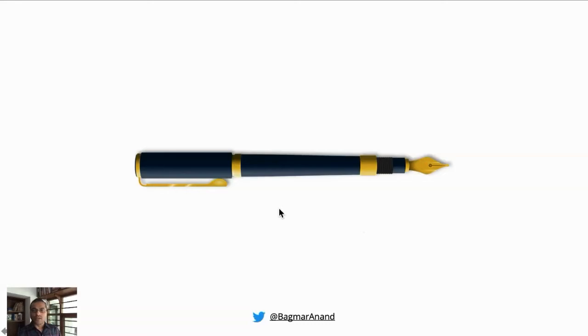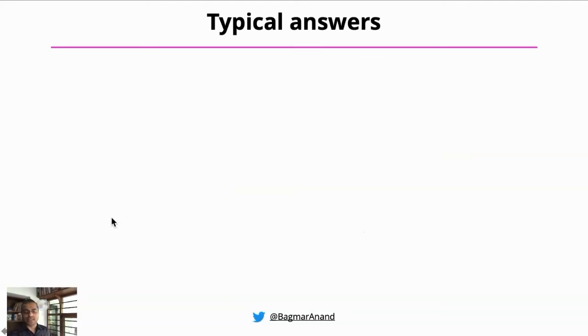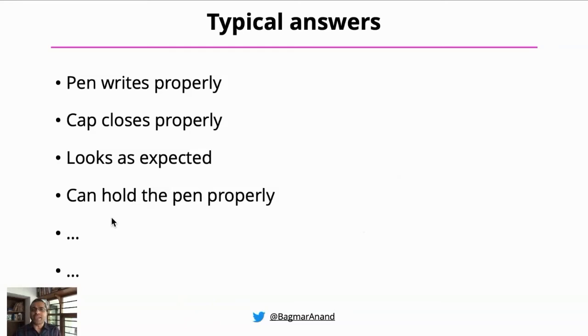Okay, trying to write with it. Yes, that's right. Anything else? Okay, I'll give you some answers that come up first when you take a pen in hand and you try to test it, right? So of course it has to write properly. Yes, there's another thing, fill the empty ink tank. And that is, you're assuming that there's an ink tank over there, right? You don't know what type or how you're going to really fill the ink over there. But yes, that is also very important. You would also see if the cap closes properly, it looks as expected, and of course it is visually appealing as well. You can hold the pen properly while writing.